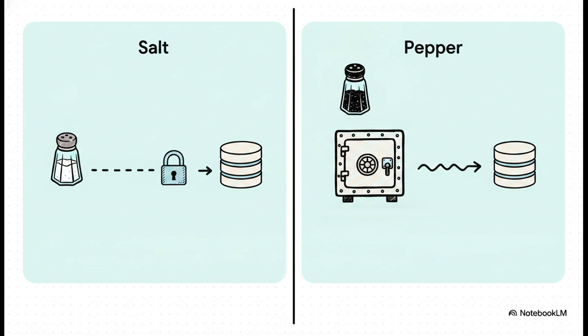But, and this is a big but, it has to be stored completely separately from the database, like in a hardware security module. It adds what we call defense in depth. Basically, if someone steals your database but not your app server, they still can't crack the passwords. But honestly, peppers add a ton of operational complexity. Like, if you lose your pepper, every single user password is suddenly invalid. Because of that headache, OWASP doesn't even include pepper in its core recommendations. So, let's just focus on getting the salt right first.